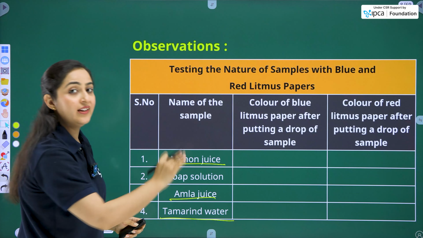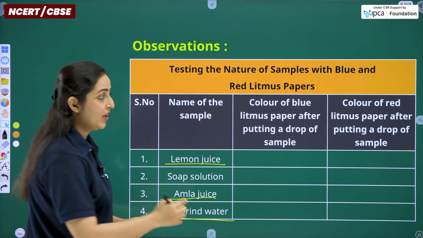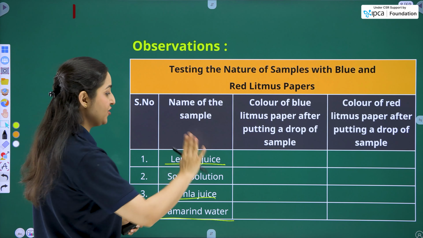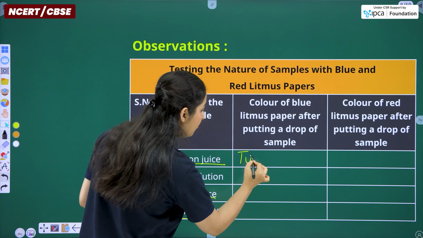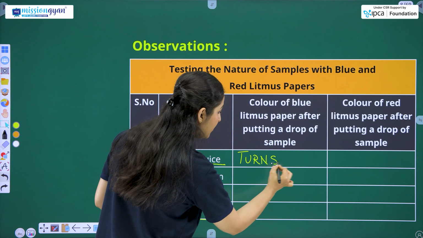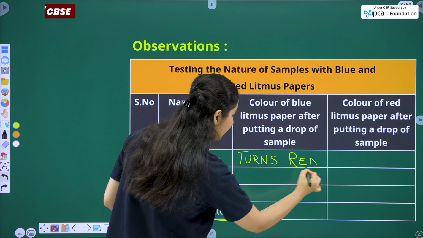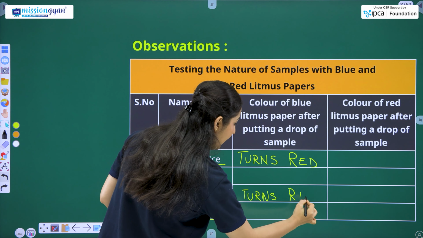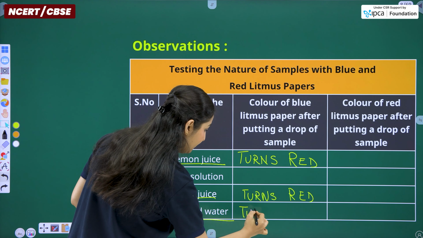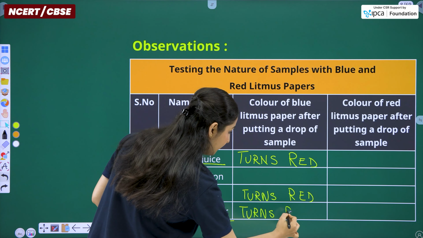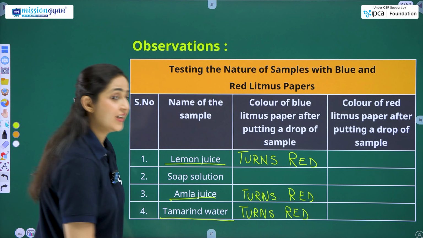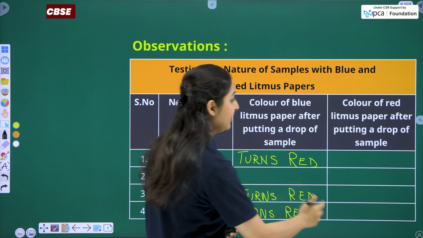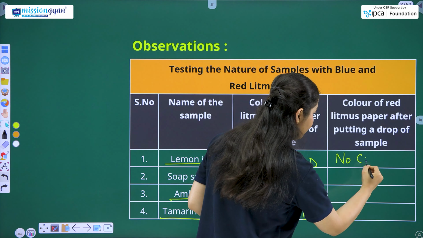They changed only the color of blue litmus paper into red, but there was no change in color seen in red litmus paper. So what will we write? The blue litmus paper turns red. Here also it turns red. And here too. Here? Got it? Now, what about the red litmus paper? There was no color change seen. So, no change appeared here.